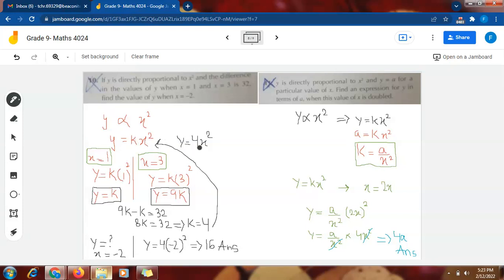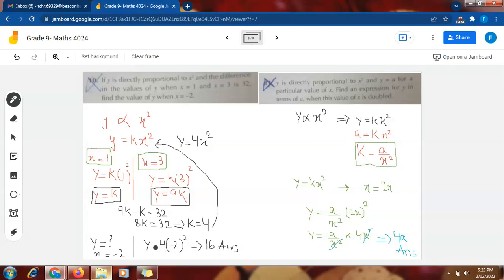So this will be y equals 4x squared. This is the equation, and I will use this equation to find the value of y when x equals minus 2. So I will just put x equals minus 2 in this equation to find the value of y. So I have to find the value of y. So y equals question mark, x equals minus 2 because it is given, and the equation is y equals 4x squared.